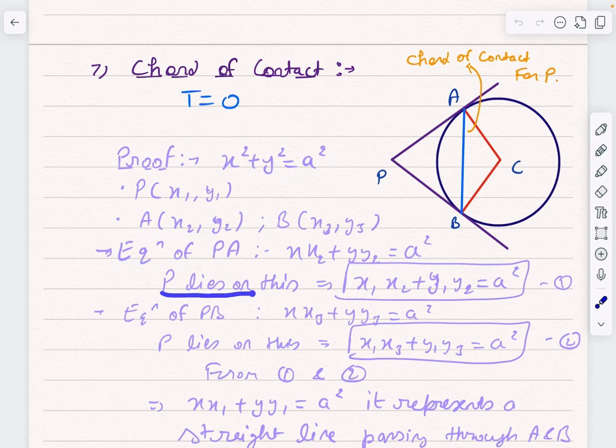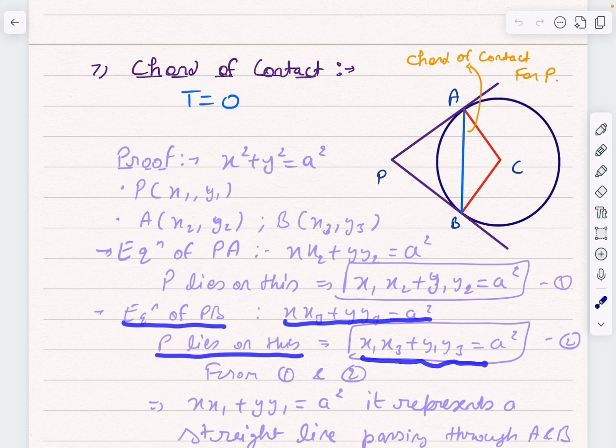Now P will lie on this line. So if you put x as x1, y as y1, it will satisfy. So x1 x2 plus y1 y2 will be a square. Similarly, the equation of PB will be x x3 plus y y3 equal to a square. P will lie on that also. So x1 x3 plus y1 y3 equal to a square.